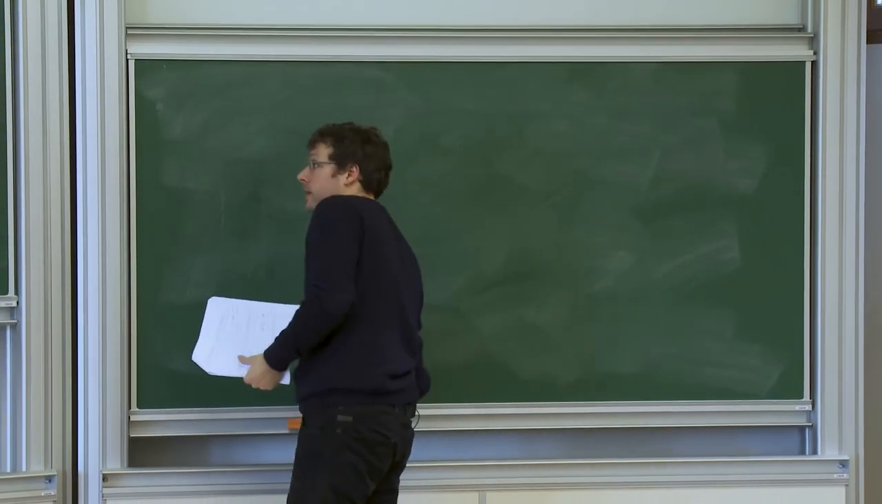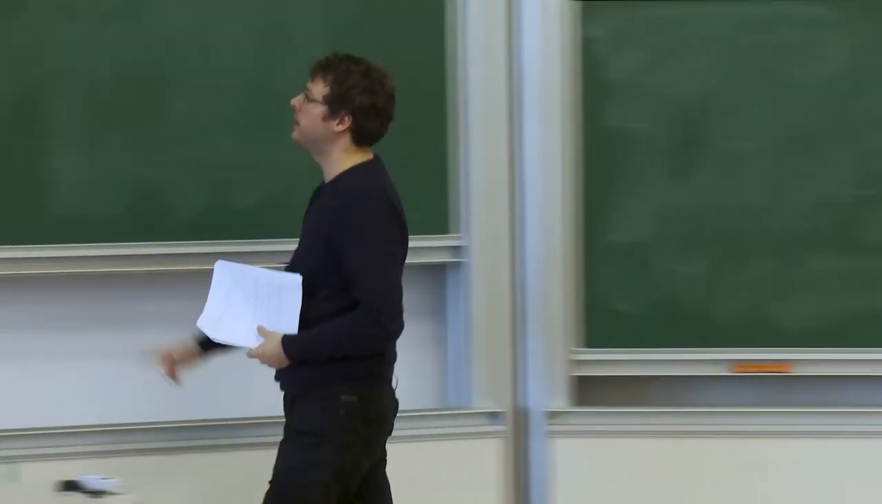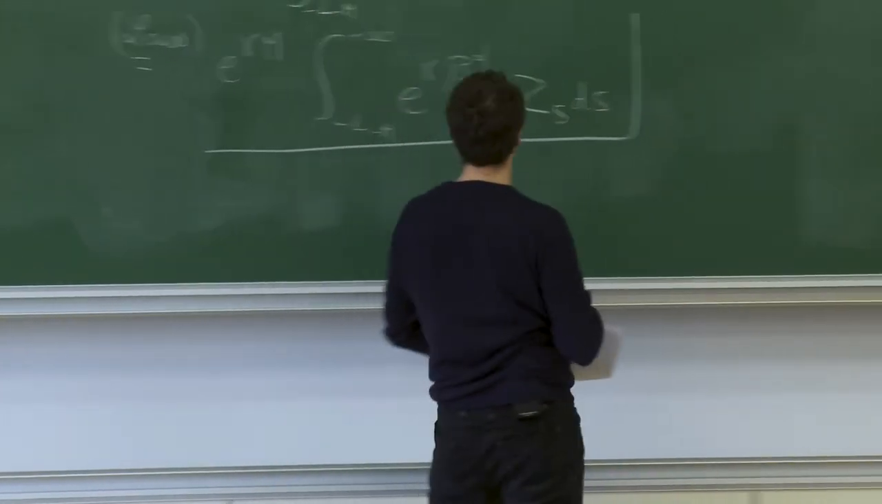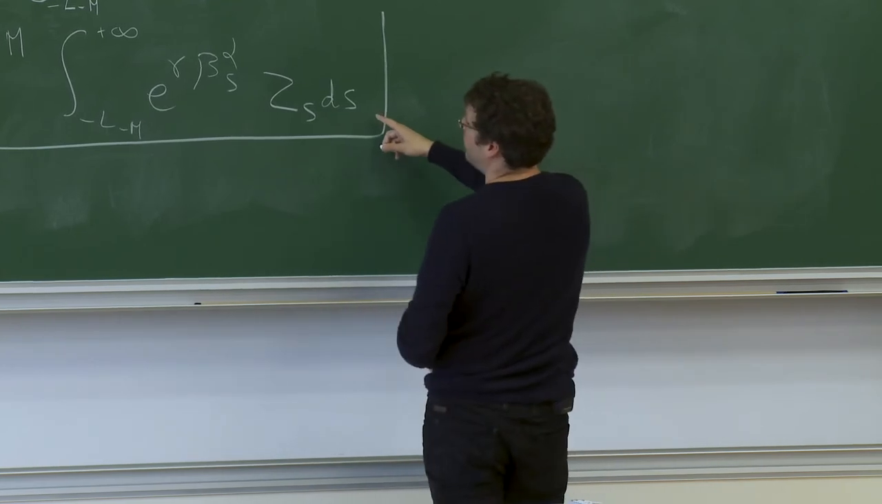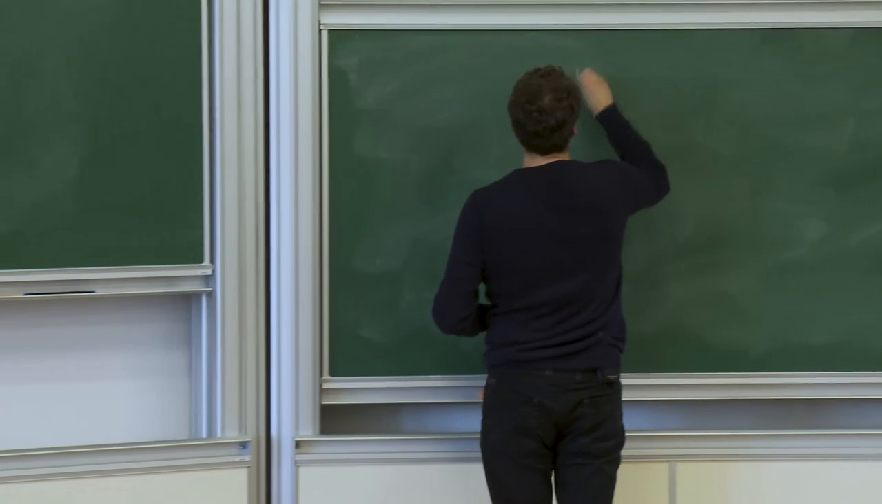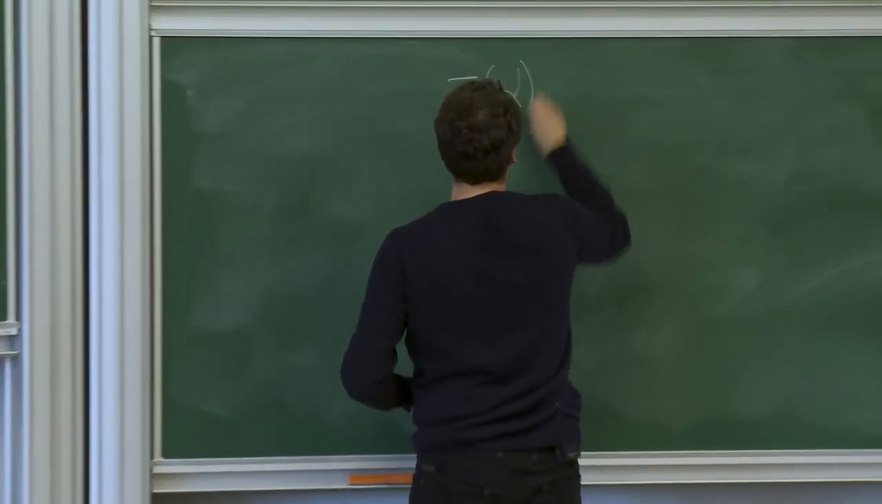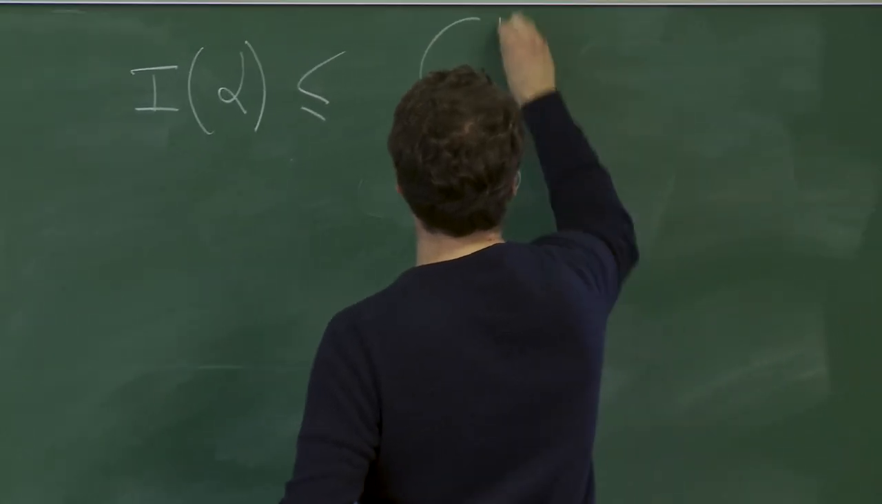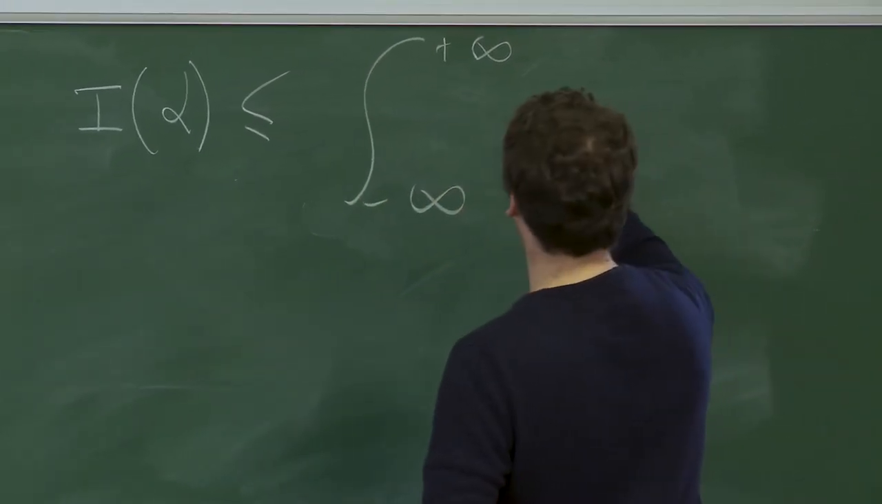So the variable is this. So this is I of alpha, right? So I of alpha is equal in law to this. Let me call this variable I of alpha, but it's in distribution. So what does it say? It says that for this I of alpha, I can have this trivial bound. It's less than minus infinity of, so this is rho of alpha.